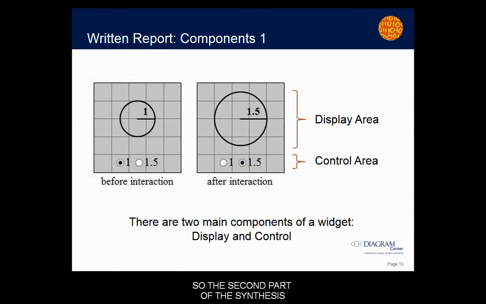So the second part of the synthesis was to break a widget down into its components because there aren't accessibility guidelines for interactive widgets yet, but we do have guidelines for static images, and we do have guidelines for moving images, and we do have guidelines for computer control objects, digital control objects like menus and radio buttons and checkboxes. So if you think of a widget as a display area and a control area, you can now start to draw on existing recommendations. Next slide, please.